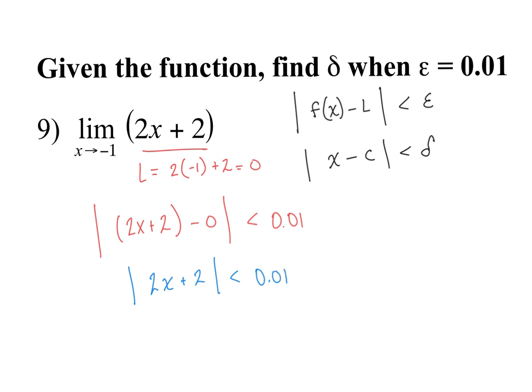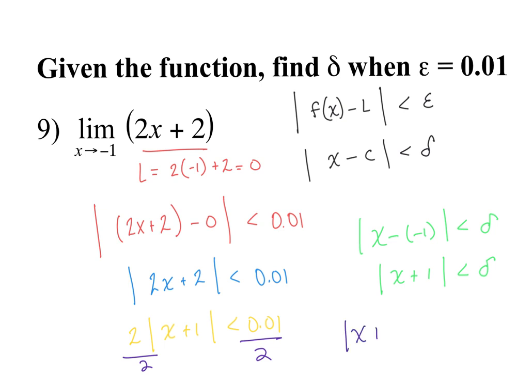We want it to look like x minus c. So we want it to look like this. That's our goal, is that it looks like that. We do that typically with factoring. So none of these are going to be difficult in the sense of mathematically, just that you need to remember this piece of it. So I'm going to factor that out. And then I am going to divide. And so I get x plus 1 is less than 0.005, which means my delta is 0.005.